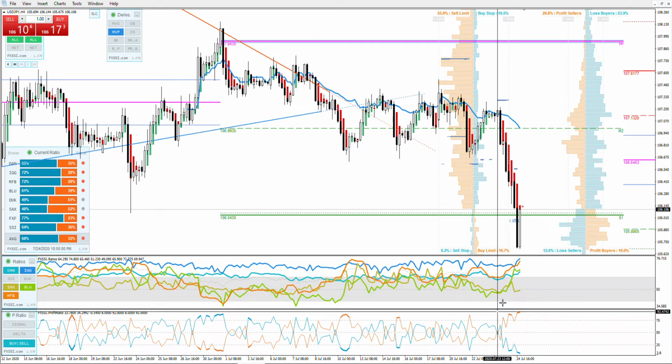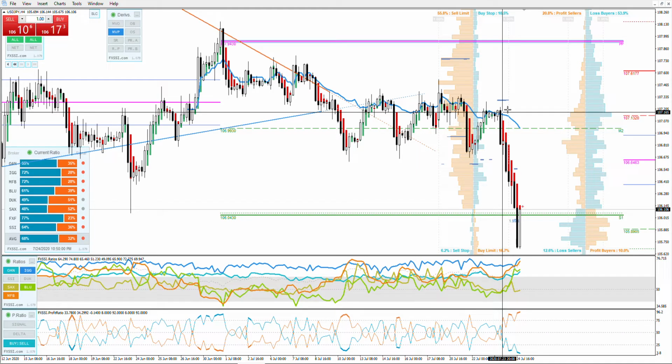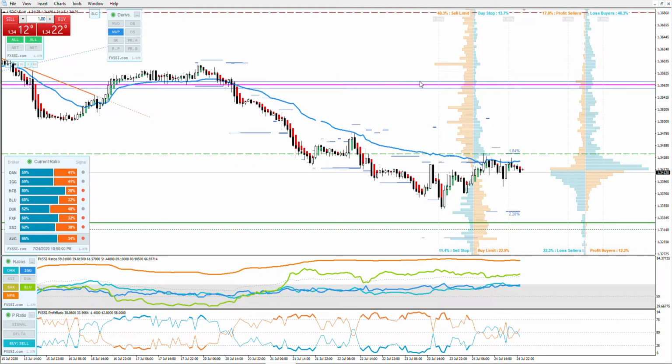When it finally decided to cross over, 107.16 ish, and then you see how they got trapped. So that's that. Dollar CAD, go to H4.